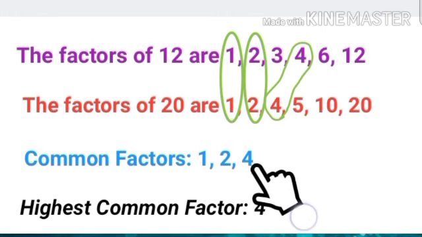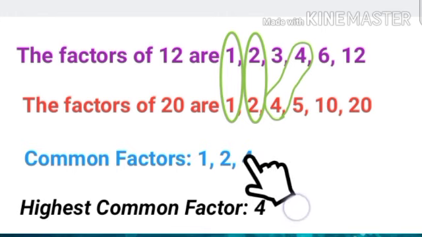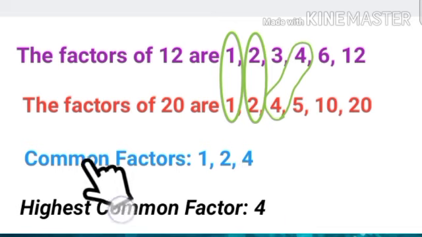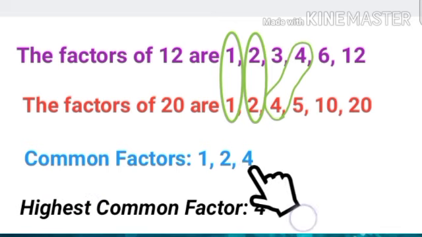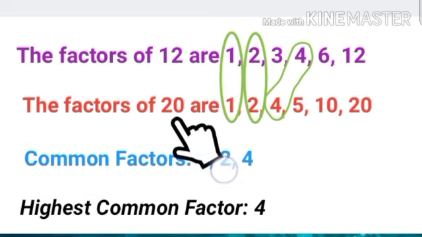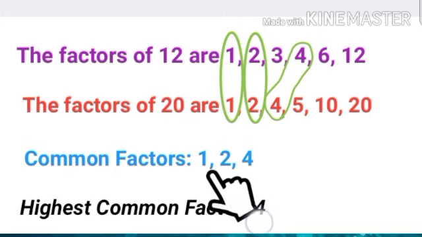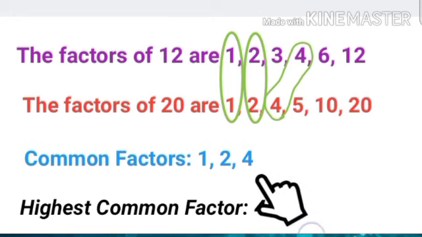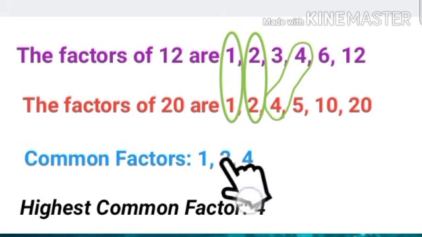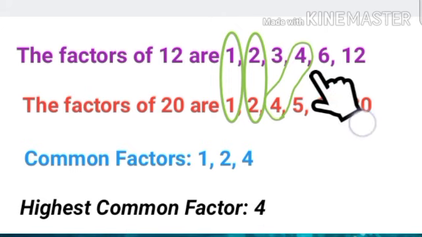Among these numbers, 4 is the biggest number. Actually these are all the factors of 12 and 20. So we can say the highest common factor is 4. This is called as HCF. This is a way to find the HCF by using the factor method.